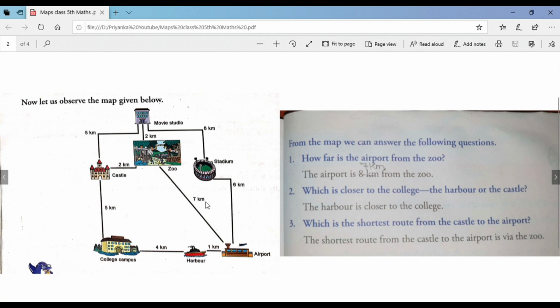So it is mentioned 7 kilometer. So that means the airport is 7 kilometer from the zoo. So please correct it in your book. Then move on to the next question.